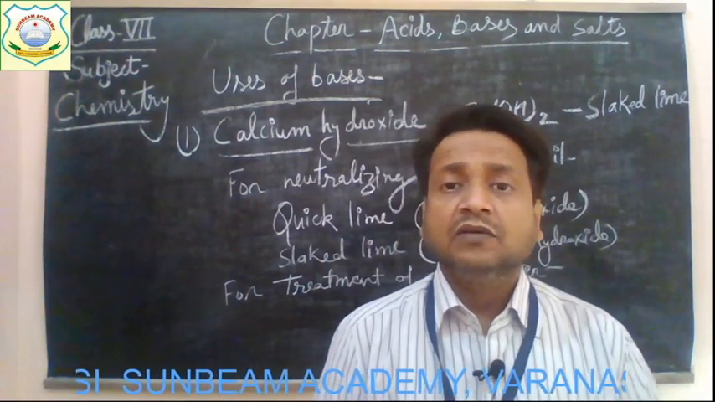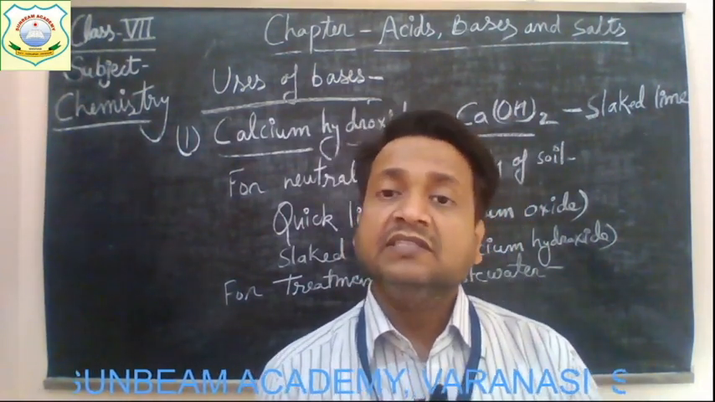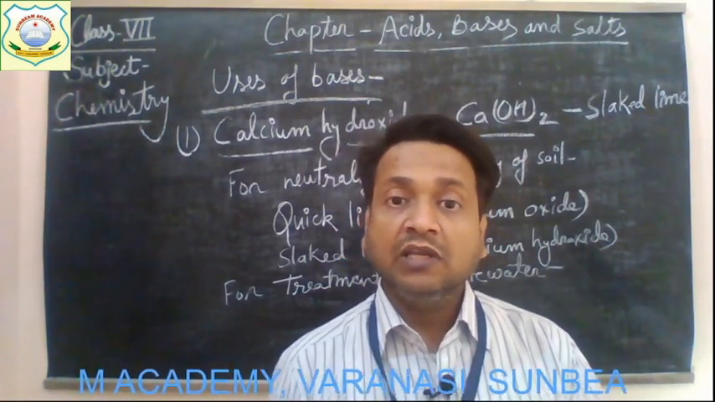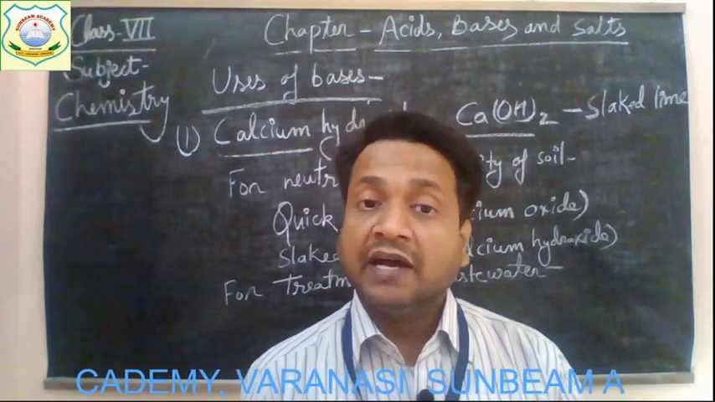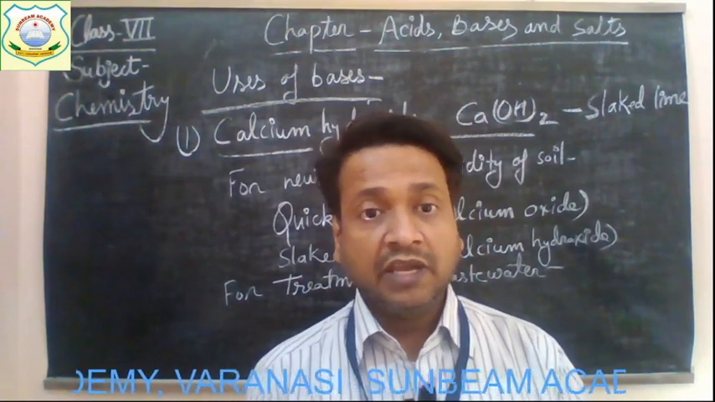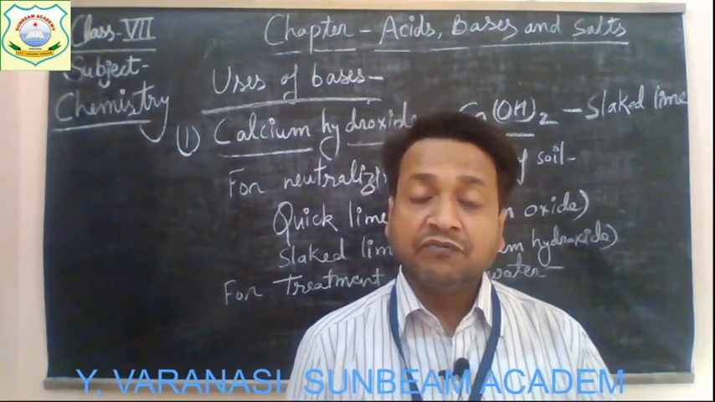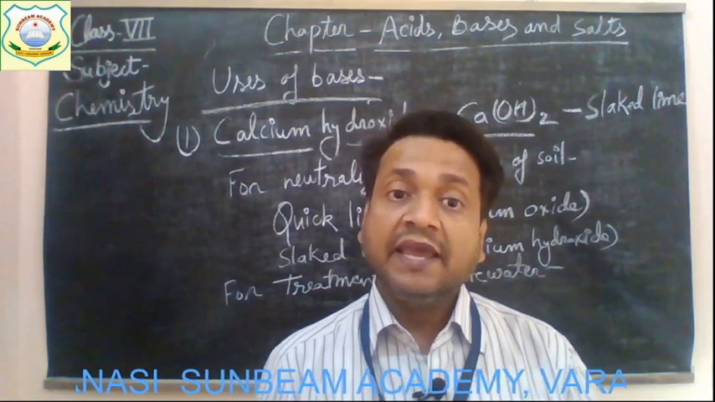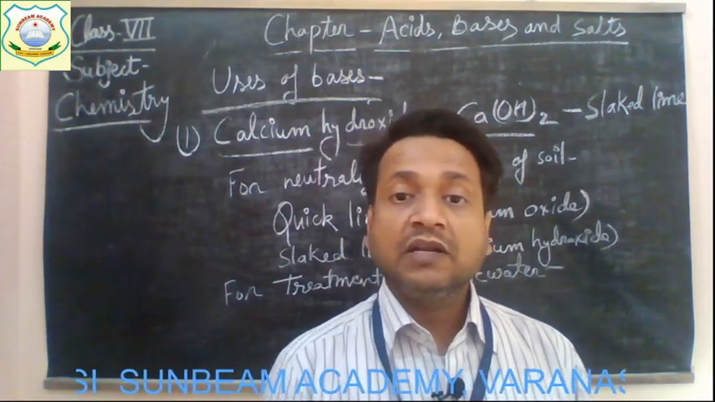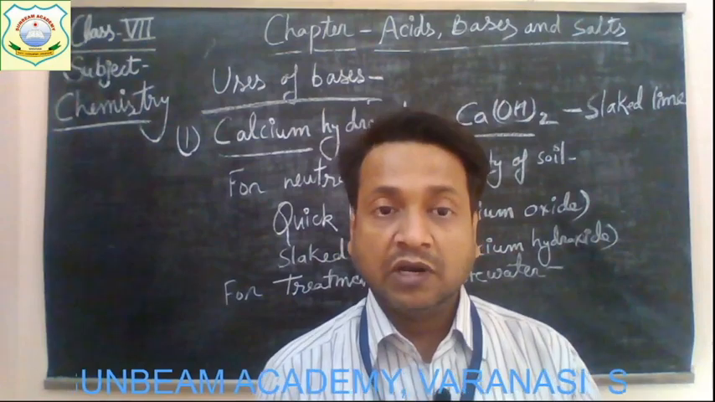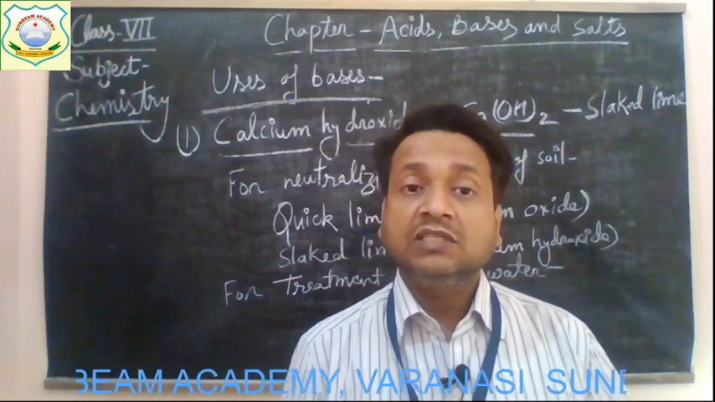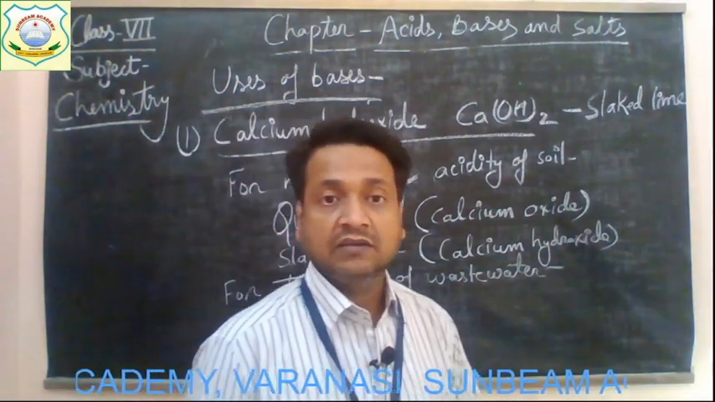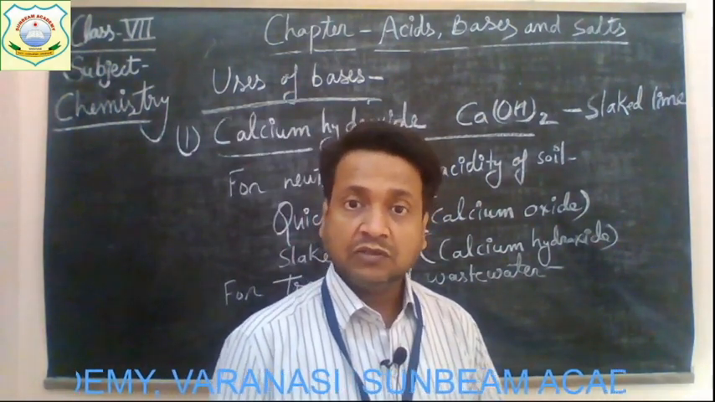Children, the wastes from many factories contain acid, and if such water is released into a water body, it can harm the fish and other water animals. So the factory wastes are treated with calcium hydroxide to neutralize the acid before the wastewater is disposed of in any water body. Get it? So these are all the uses of calcium hydroxide. Understood?